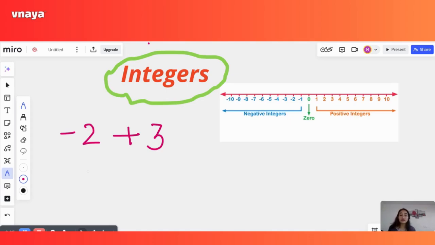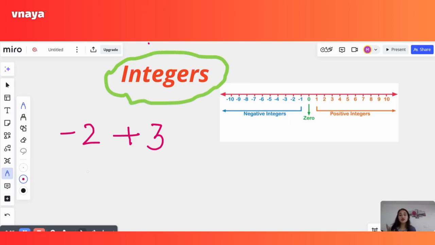In the last video, we were working with addition and subtraction of integers on the number line. But every time we add or subtract integers, will we be making the number line again and again? No. So we can also add or subtract integers without the number line. In today's video, we will be learning that.